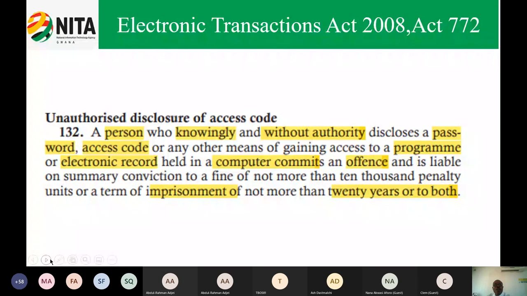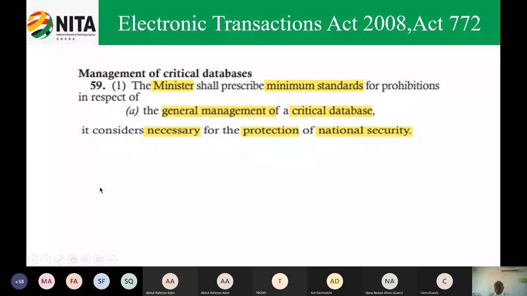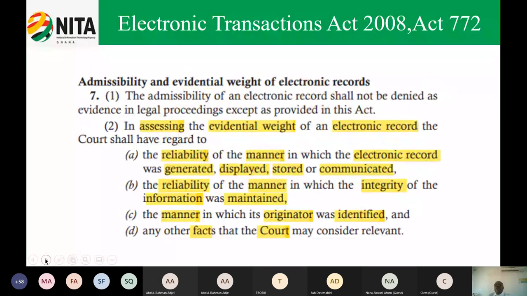Then once again, you are required to consult the Minister of Communication in managing your network infrastructure. Under Section 59, the Minister of Communication has prescribed minimum standards. And these minimum standards are the standards used by NITA or provided by NITA. So there are standards on the local area network.